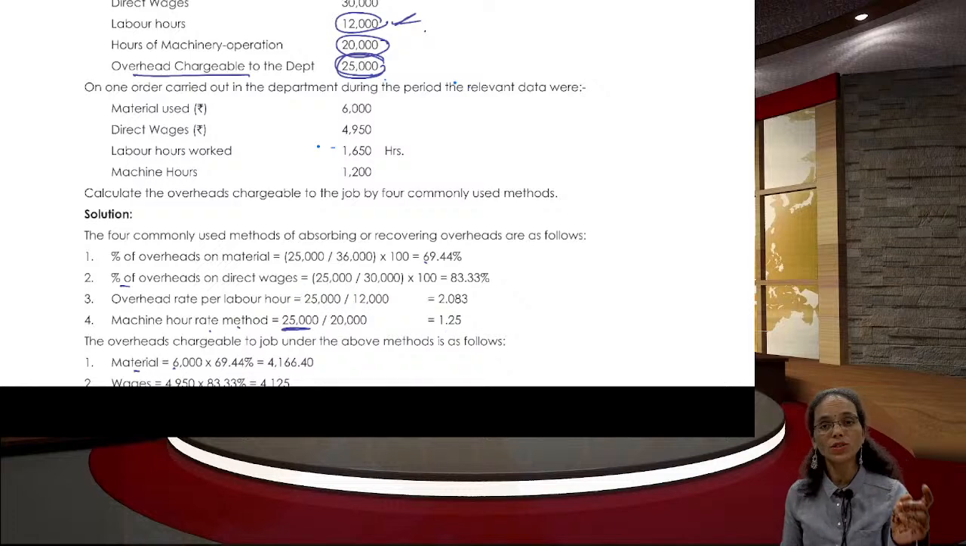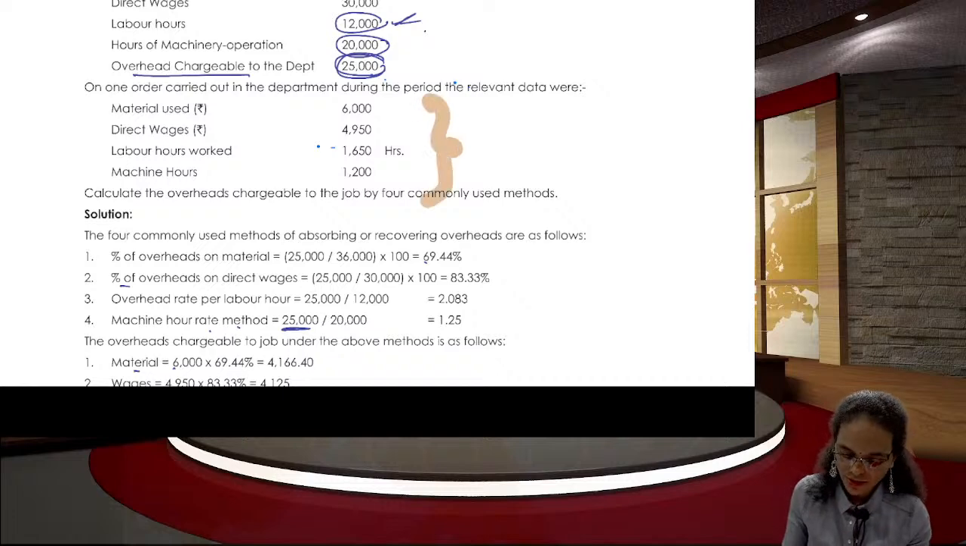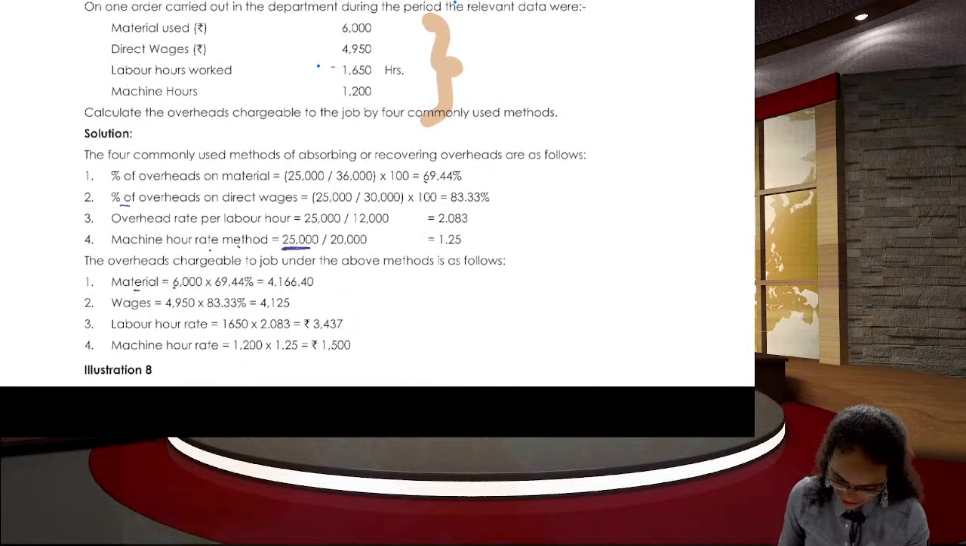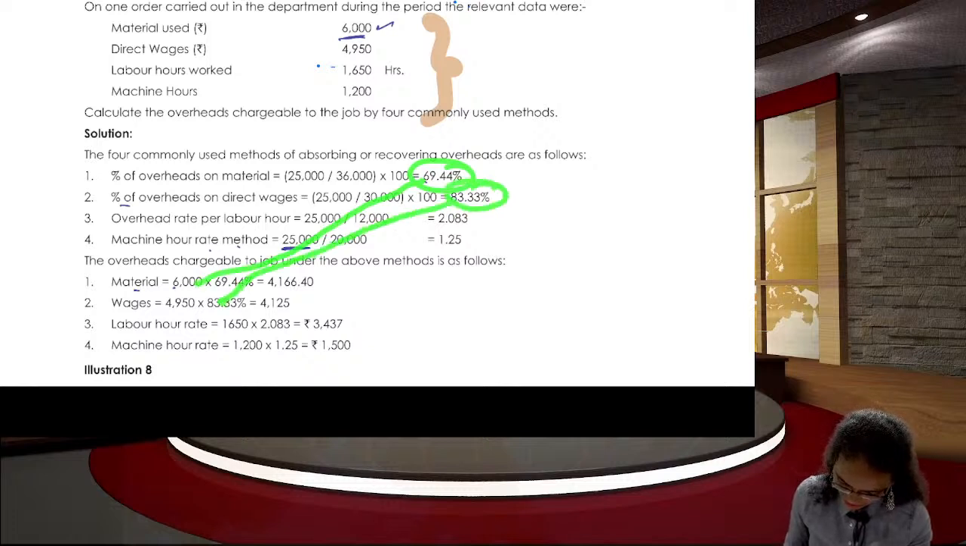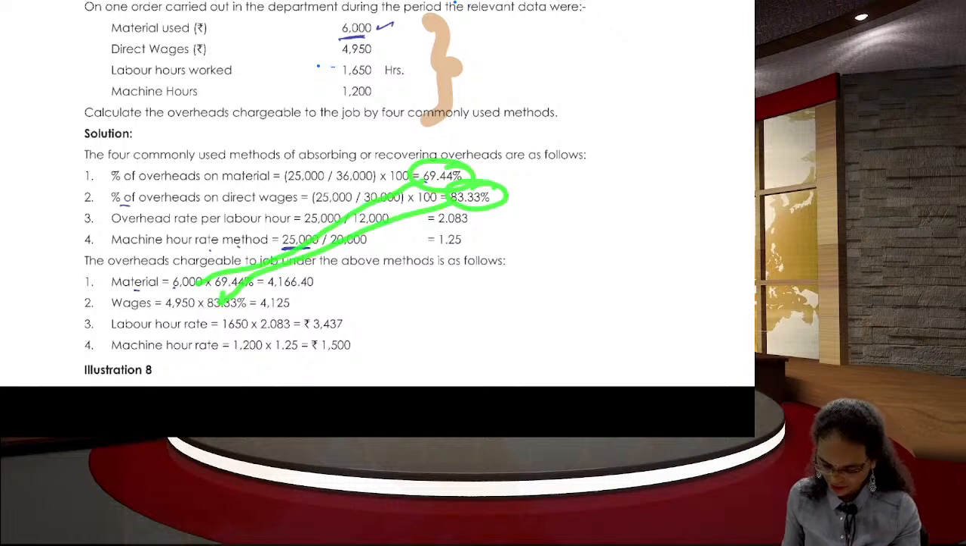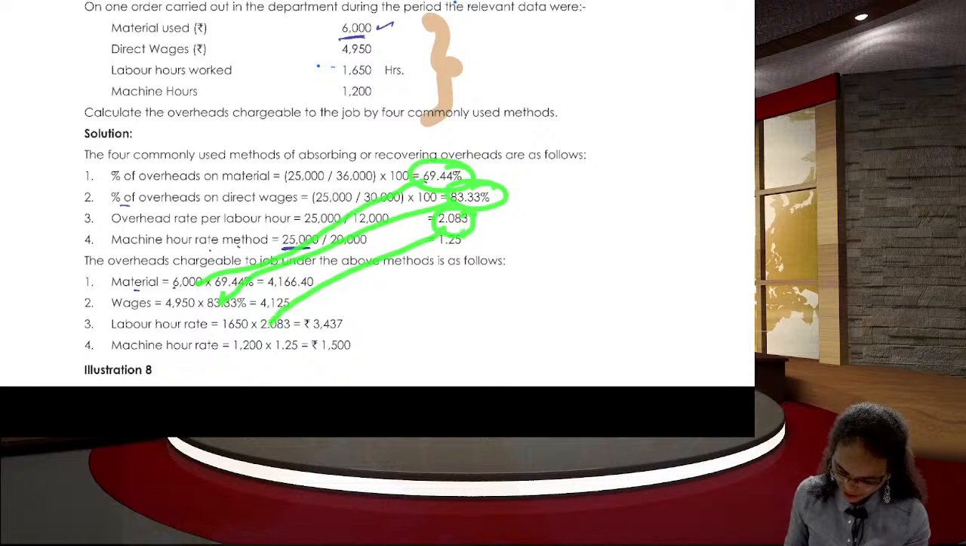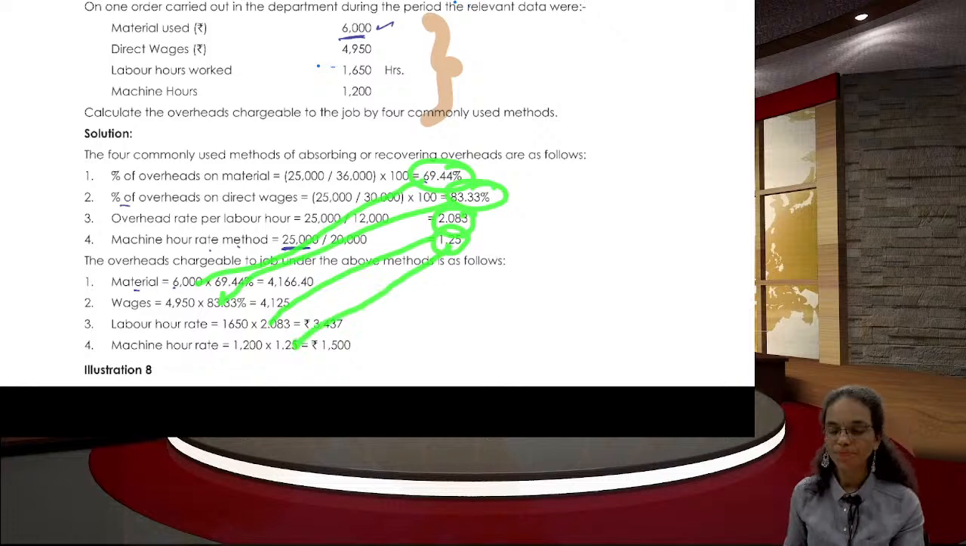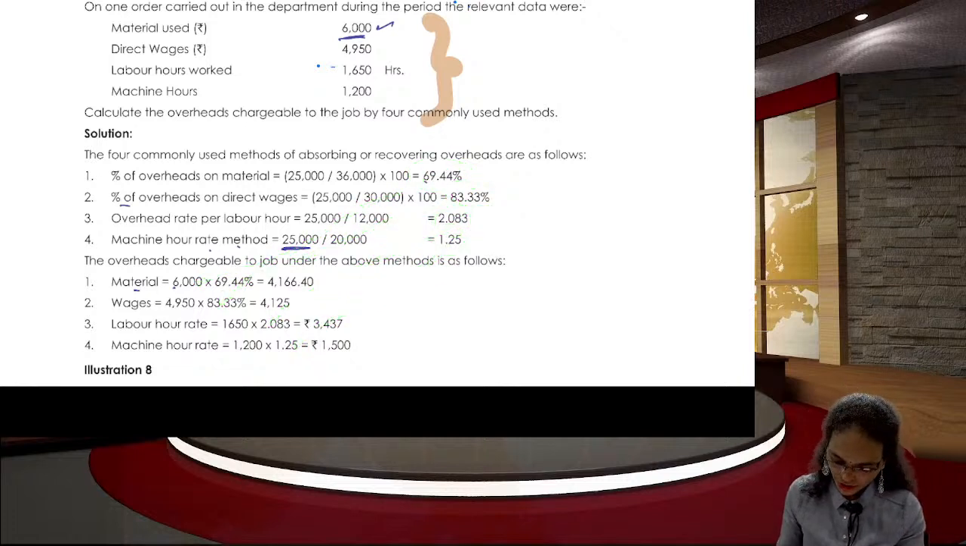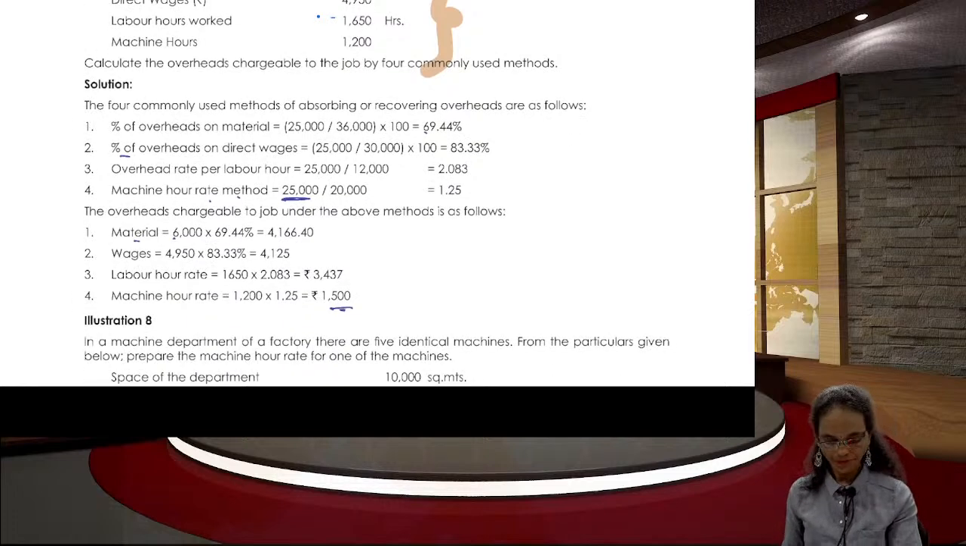So these are the rates you calculated, but now you need to charge to the job. How? On the basis of material, 6,000 into this percentage. This one, 6,000 into this one. Wages into this percentage, and next to this one, labor hours into this one. Machine hours into this one. So in this way you need to calculate it, you will get the answer.